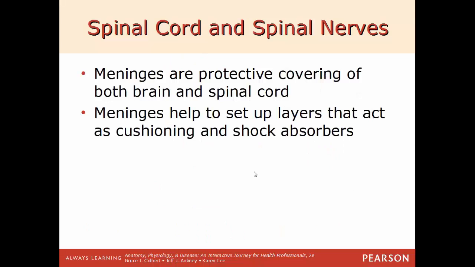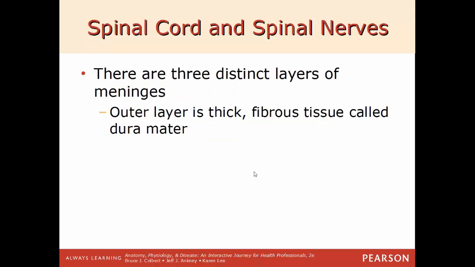Because it's so important, the brain and the spinal cord have multiple layers of protective membranes, called meninges. So whenever someone has meningitis, it's one of these layers that's being infected. The meninges also act as a shock absorber and a cushioning system around the cord and the brain. There are three distinct layers of the meninges. The outer layer is a thick fibrous tissue called the dura mater. This is what you'll find on the inside of the skull, lining the periosteum of the skull.